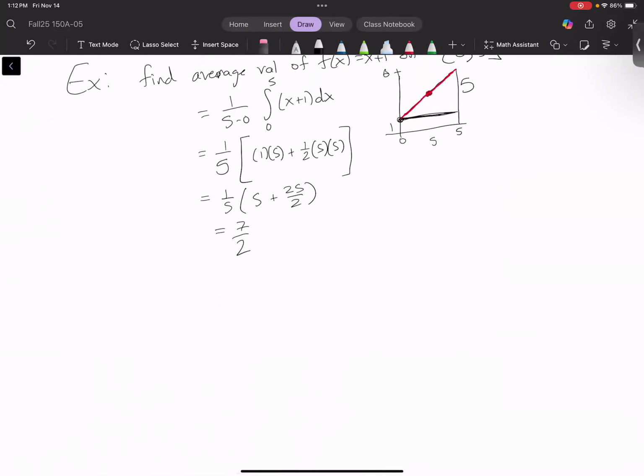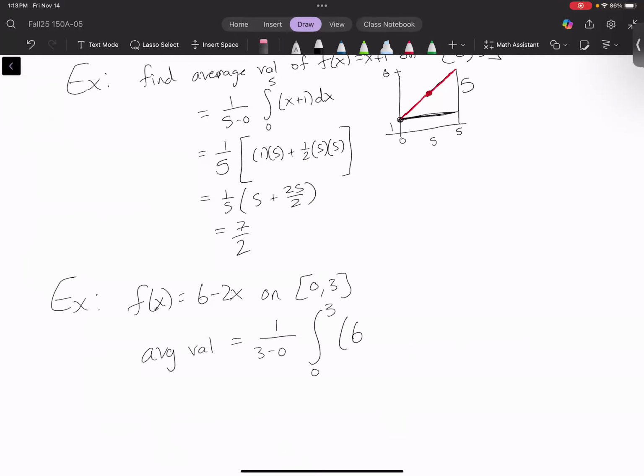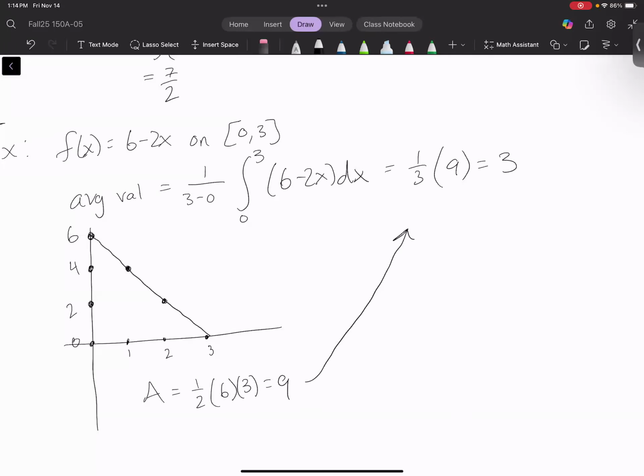Okay. So you go ahead and try the same thing, of 6 minus 2x on the interval 0 to 3. Okay. So I'll help you out really quick. So the average value is going to equal 1 over 3 minus 0, integral 0 to 3, 6 minus 2x dx. Okay. So we've learned geometric ways to find the integral, and then plug that into the formula, and let's see what you get. All right, so here's the answer.